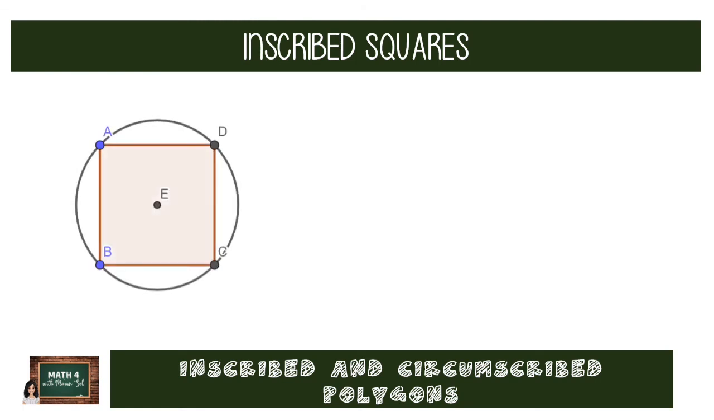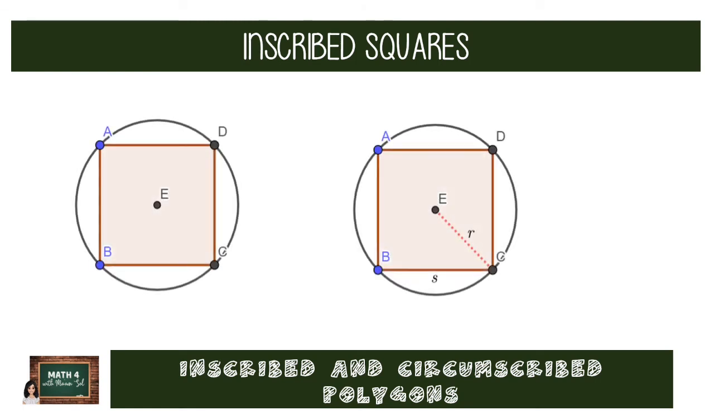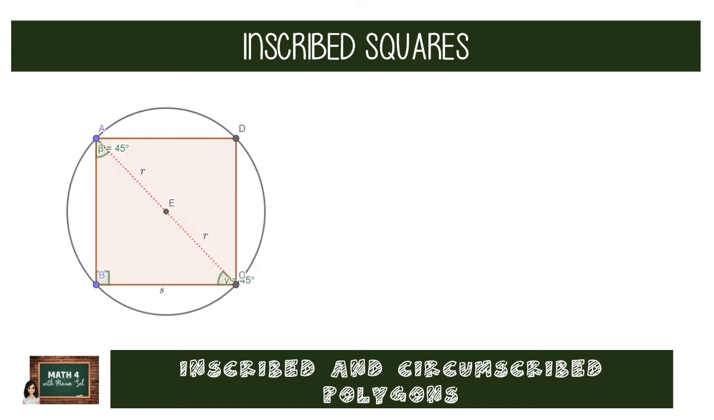Let us also consider inscribed squares. Let us discover the relationship between the radius of the circle, r, and the side of the inscribed square, s. This is easier than our earlier derivations. We just need to draw diameter AC, which is essentially 2r. This diameter is also a diagonal of the square, which now forms a 45-45-90 triangle.